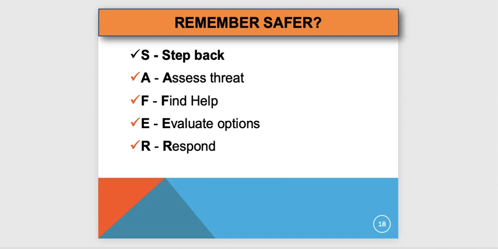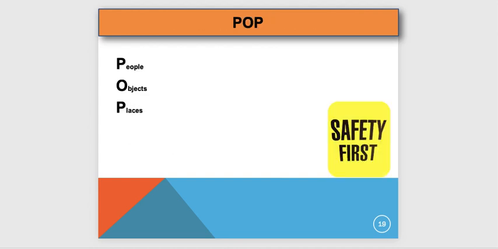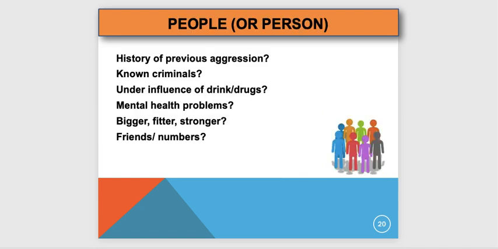But when it comes to it, we're going to assess the threat. So how do you do that? Remember POP: people, objects, and places. So what are you looking for? You're looking for people. History of previous aggression. Known criminals. Is there a number of them? Mental health issues, the biggest one with aggression. Or have you spoken to them before? Have you told this guy 4 or 5 times to sit down? Not necessarily that game, but I'm talking about 20 over the course of the season. You know that person is going to potentially be a handful because you've dealt with him previously.